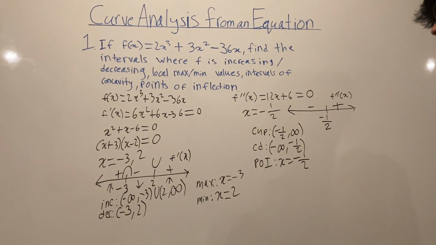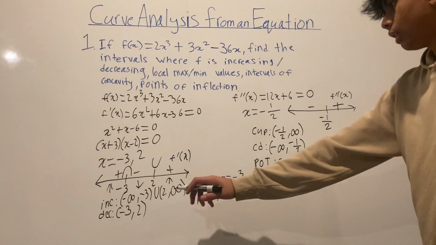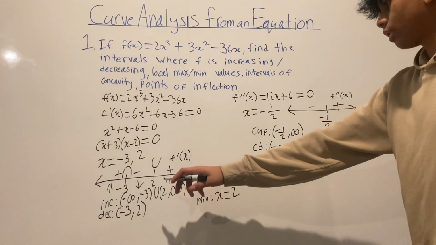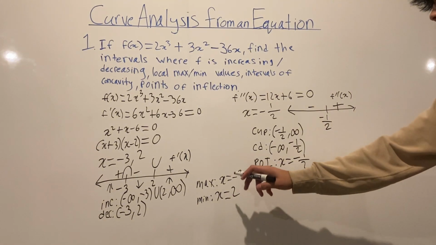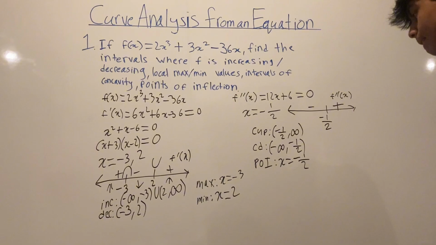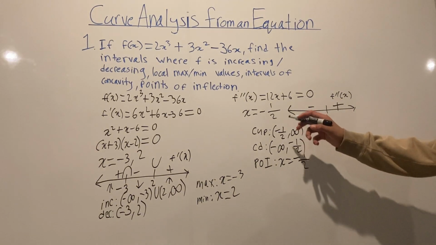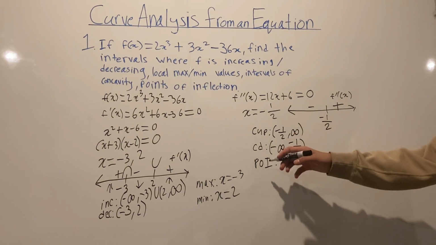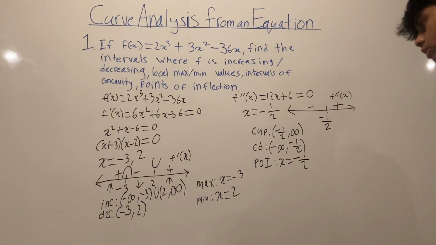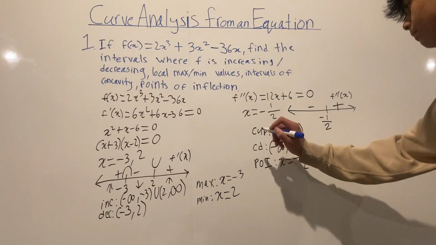And now we have everything that we need. We have our intervals of where the function is increasing, decreasing, our points of where f of x has a maximum or minimum. We have our intervals where f of x is concave up or concave down, and we also have our point of inflection. So we can just box in our answers right here.